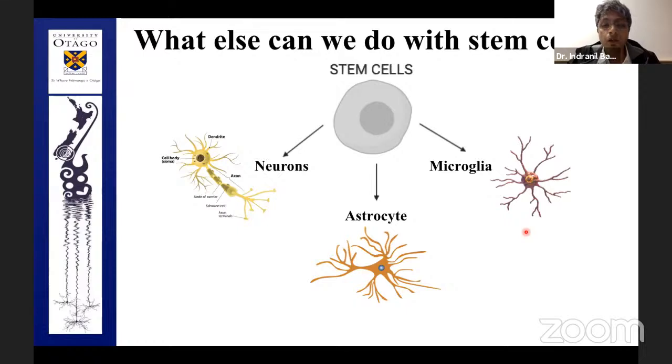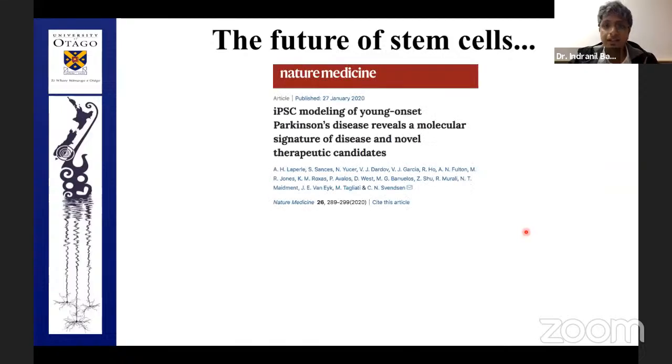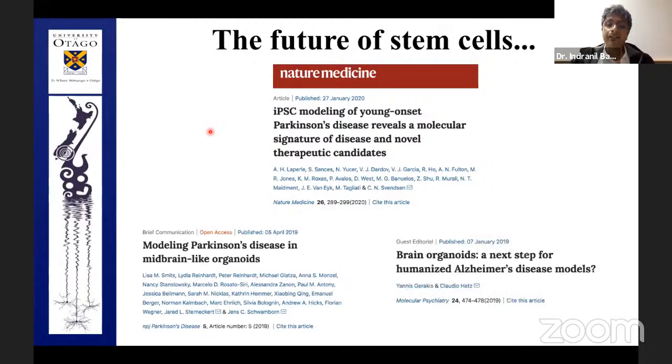Apart from that, if you look into the current literature, you will see a lot of papers coming out in big journals like Nature Medicine, where researchers are using iPSC, which stands for induced pluripotent stem cells, to model different kinds of brain diseases. Now, there is another new tool on the block, which is called organoid. These organoids have become a very hot topic in the last couple of years. So what these organoids are: researchers have started from skin cells and moved into stem cells, and then they have started making mini brains.